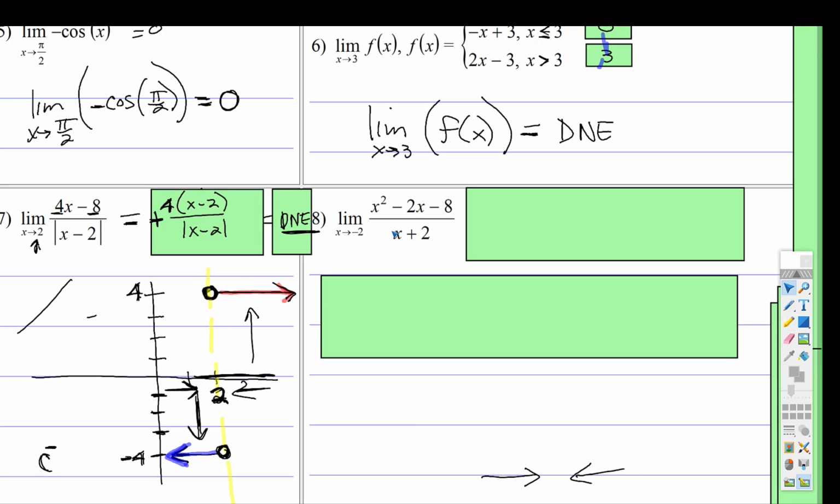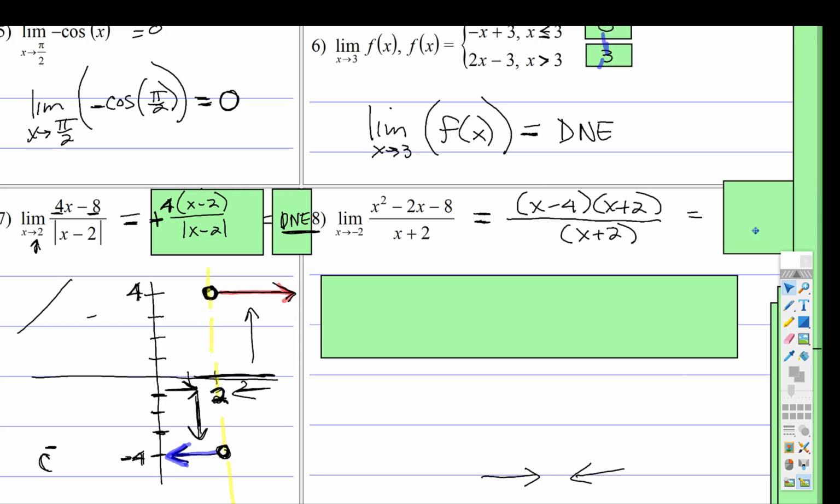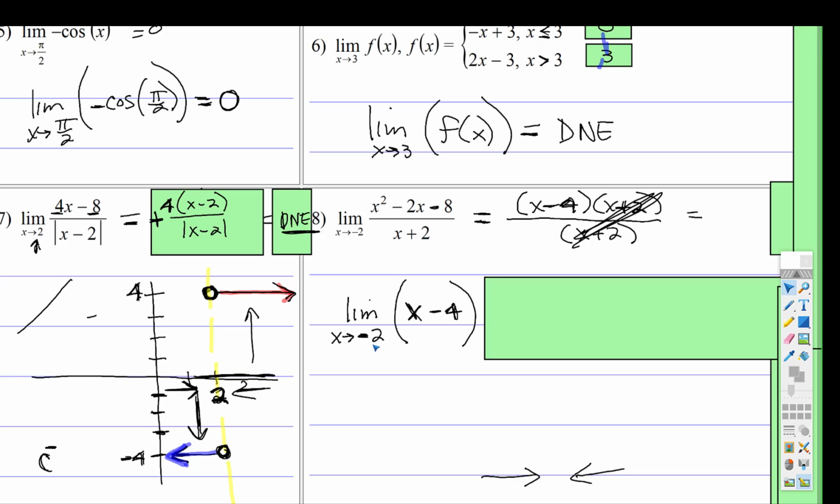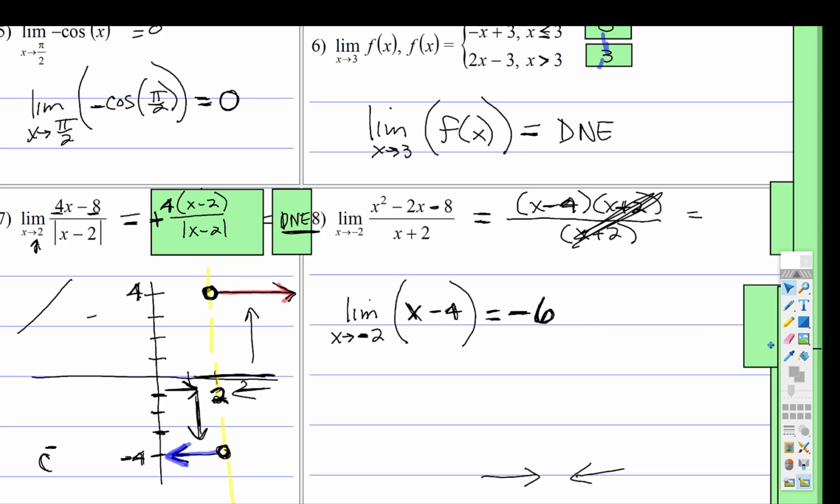And finally, we have another rational graph. This is not one-sided. So when you plug in negative 2 and you get a 0 down here, you know it won't work. So you go ahead and factor. Factors of negative 8 that add up to negative 2 are negative 4 and positive 2. Then this x plus 2 factor and this x plus 2 factor cancel, leaving x subtract 4. So then you rewrite it as the limit as x approaches negative 2 of x subtract 4, and then you use direct substitution. Negative 2 subtract 4 is negative 6.